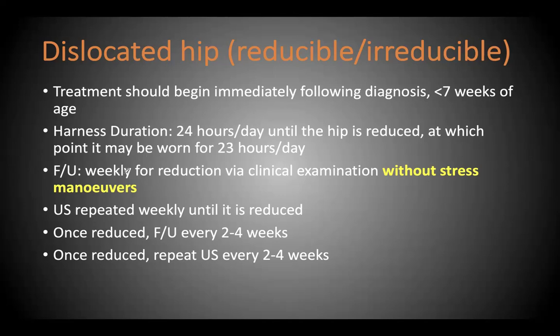And you have to scan these hips weekly for assessing reduction by clinical examination, but you are not supposed to use any stress maneuvers during the examination. And your ultrasound also will be repeated weekly until the hip joint is reduced. Once you achieve reduction of the hip joint, your follow-up can then span to 2 to 4 weeks of clinical follow-up and 2 to 4 weeks of ultrasound follow-up.